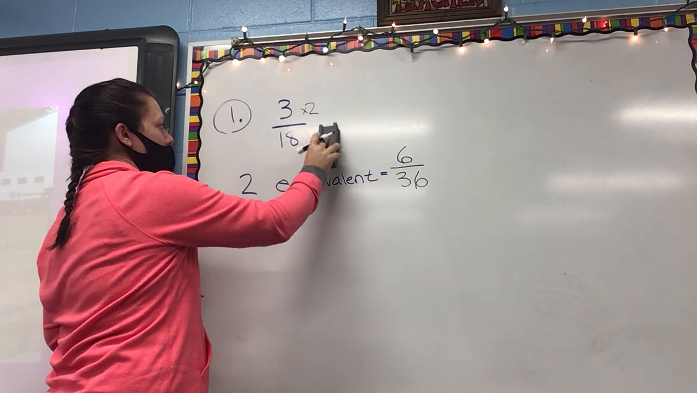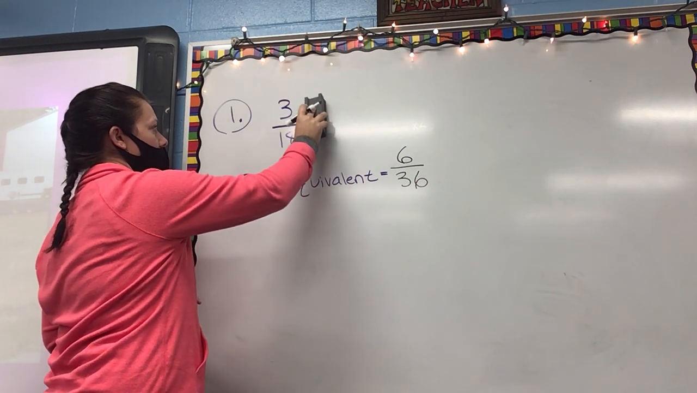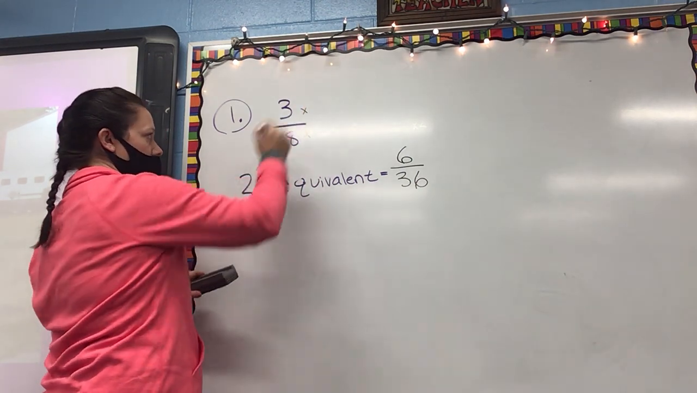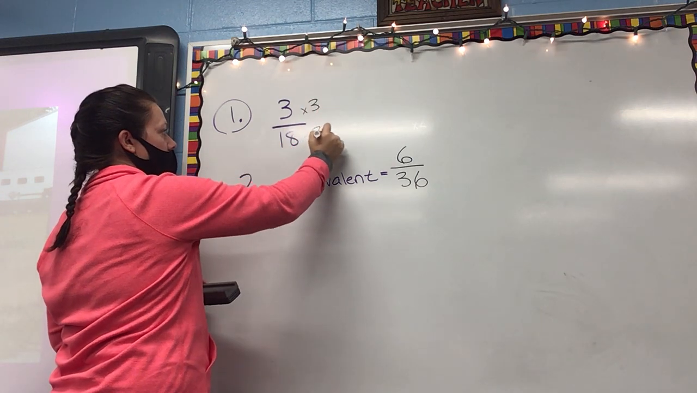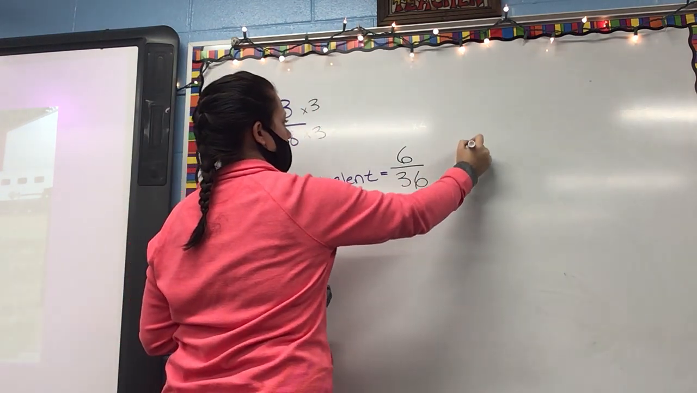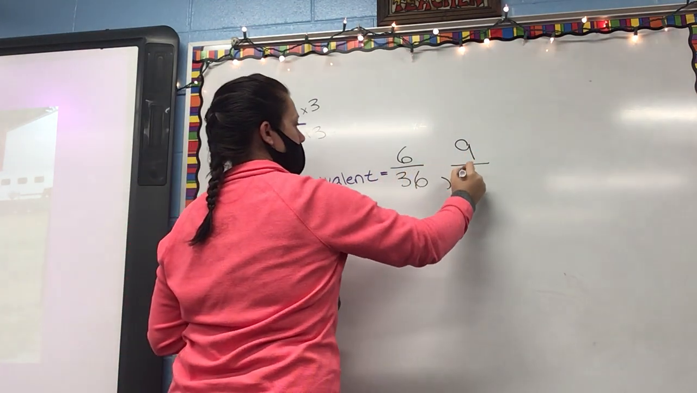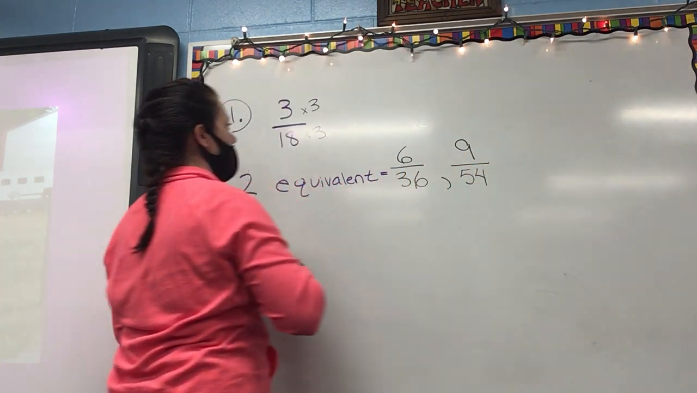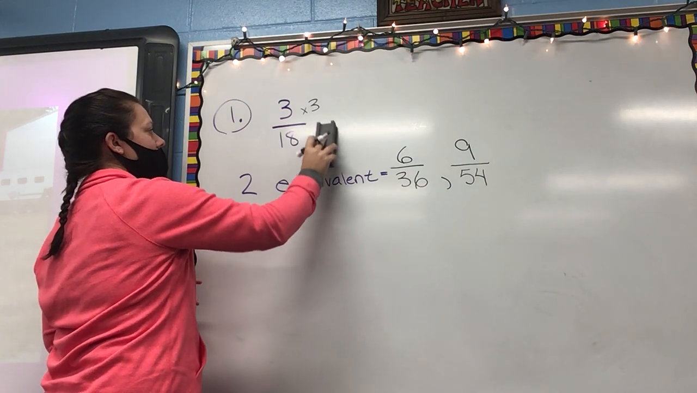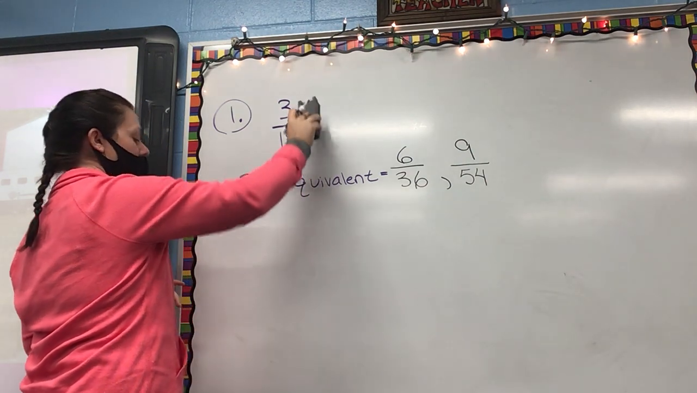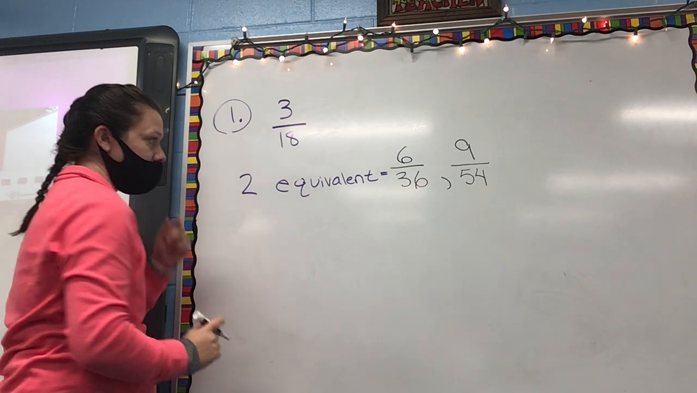Do I have to multiply by 2? No. Can I multiply them both by 3? Yeah, that would be another one. What's 3 times 3? 9. What's 18 times 3? 54. There's another equivalent fraction. Now, could I see if I could make this fraction smaller numbers and still equivalent?